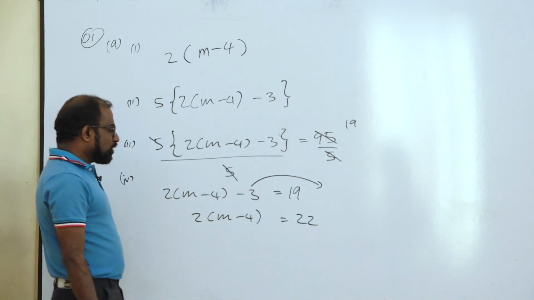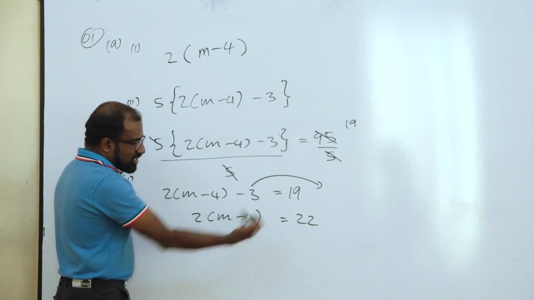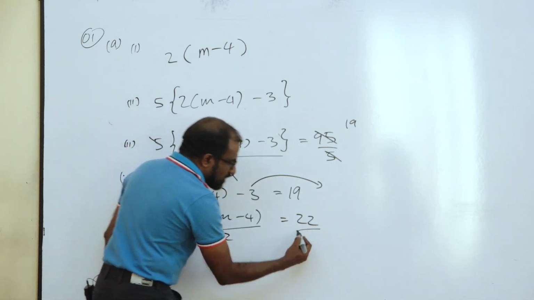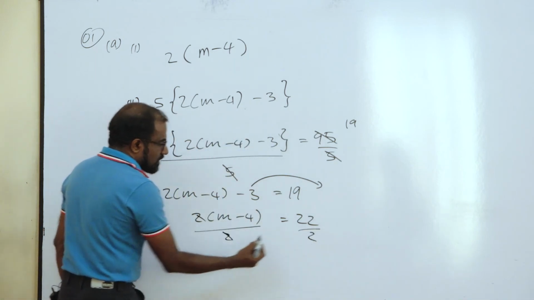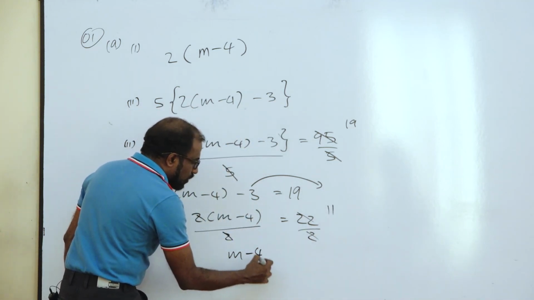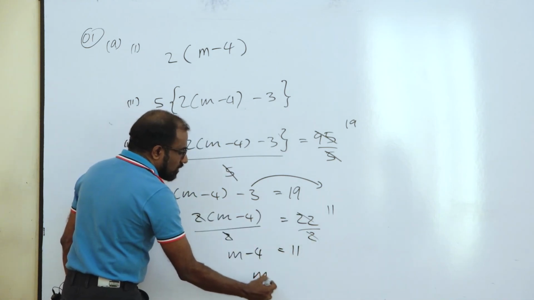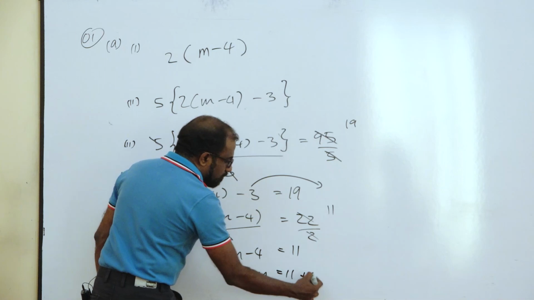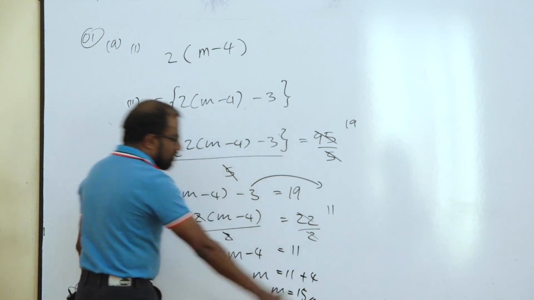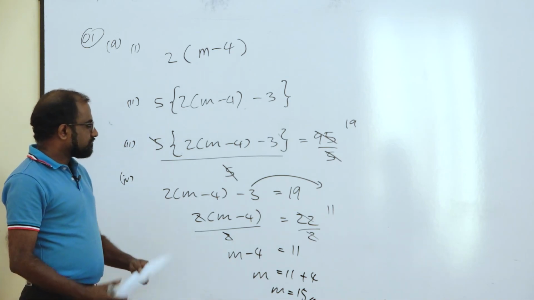Right. Now what can you remove? 2. It's outside the bracket. Can you divide both sides by 2? Yes, 22 can be divided by 2. And now, divide both sides by 2. What is the answer? M minus 4 equals 11. Now put minus 4 on the other side. Plus 4. What is the answer, children? M equals 11 plus 4, 15. That's the answer.